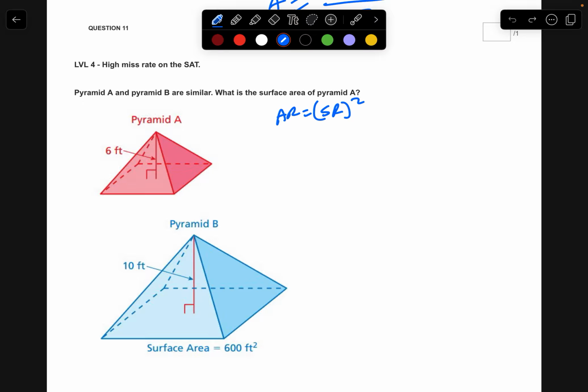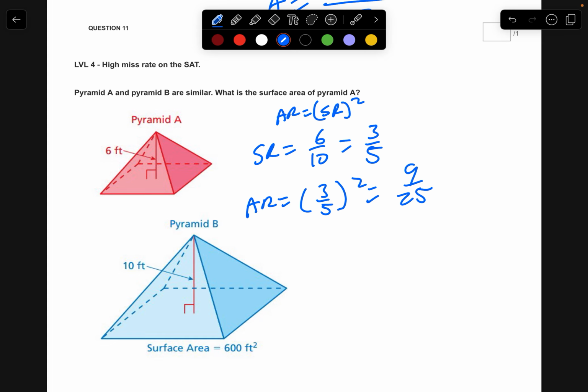So we have a similarity ratio of 6 to 10, which reduces to 3/5. Height to height is my ratio. That is a common comparison. So the area ratio is going to equal 3/5 squared, which is 9/25. If I'm going to work with area, I have to use this ratio.